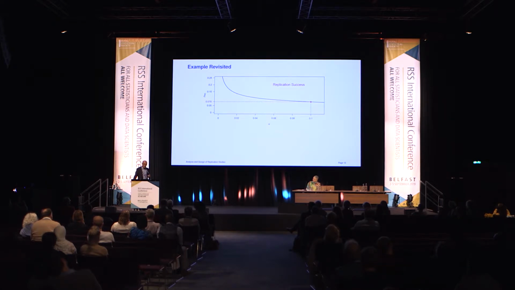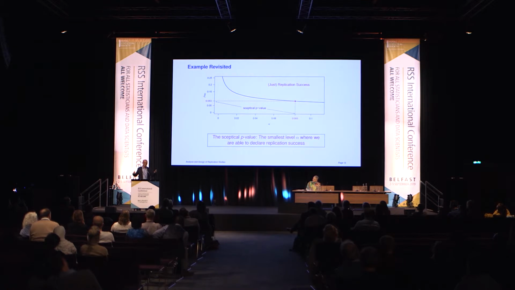Okay? And now it's natural to search for that value of alpha where we just about achieve replication success. All right? So again, similar to p-values, which are basically just 1 minus the confidence level, which is just significant, we do the same here. And so the skeptical p-value is the smallest level of alpha where we are able to declare replication success. Okay? And in that case, the level alpha is actually the same as p-Box. Right? So this explains where this skeptical p-value comes from.